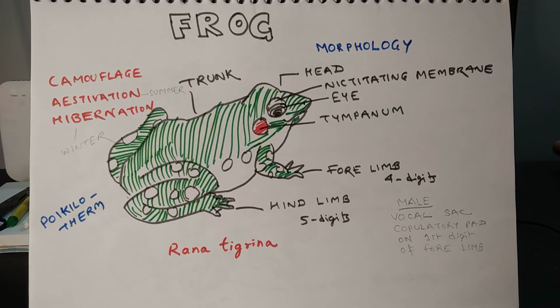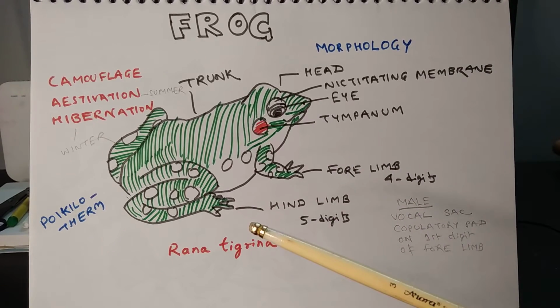Frogs are olive green in color on the dorsal surface, and the ventral surface is pale yellow in color. The common frog which we see around us is scientifically known as Rana tigrina, or the scientific name of common frog is Rana tigrina.